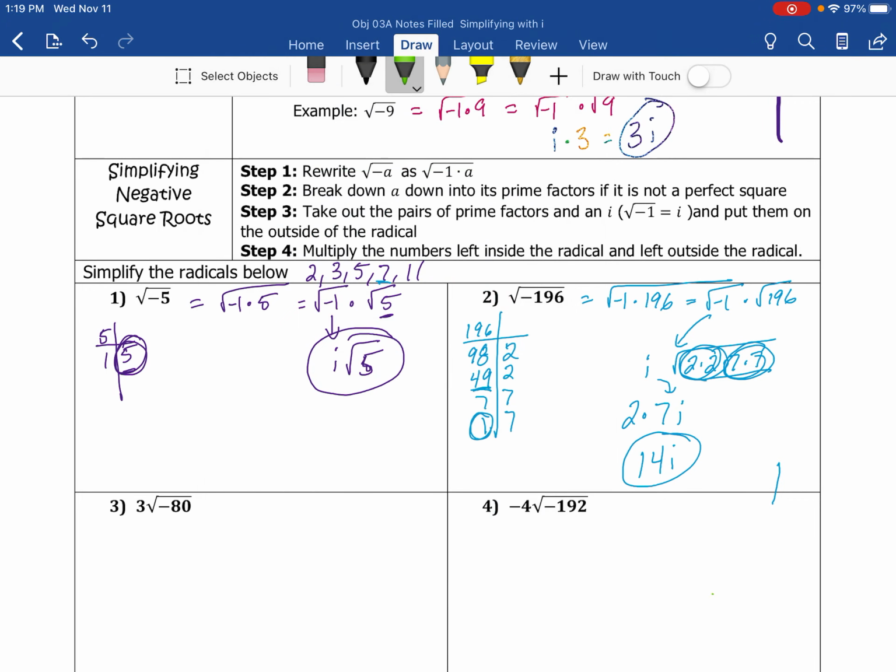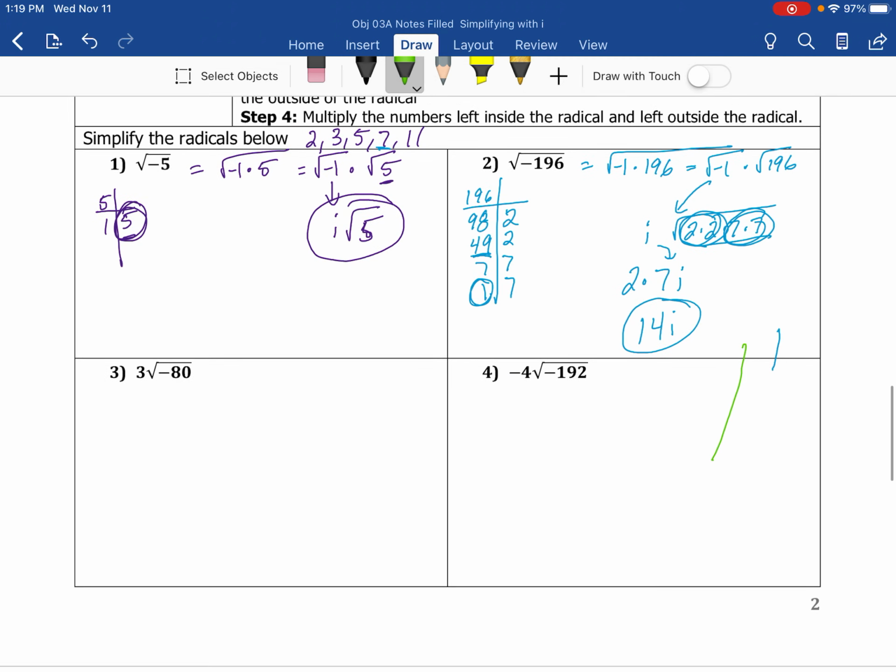All right. Let's go do another one. So this one right here, I do have a 3 on the outside. I just kind of leave it down in the bottom here just to remind myself that there's going to be a 3 there when I simplify.